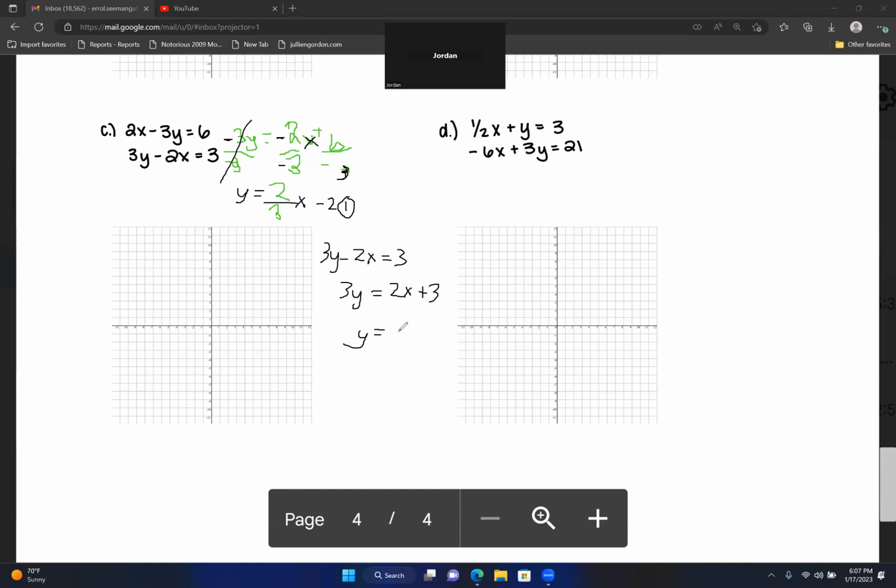3 and 3 would cancel out on both sides. Then tell me what the right side is. The right side is 2 over 3 x plus 3 divided by 3. This is divided by 3. Plus 1. Okay, so that's equation 2.